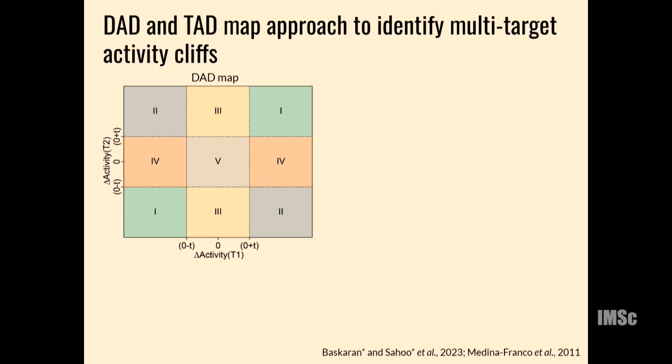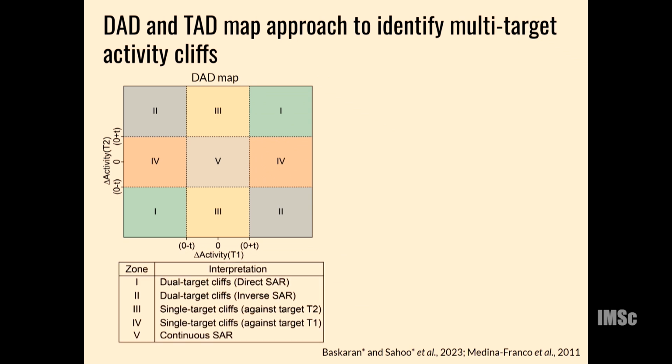For receptors T1 and T2, first take the common chemicals, and then you take the chemicals that are similar between these common chemicals. Then you can construct the DAD map for these common chemicals with respect to the T1 and T2 receptors. The axes of the DAD map correspond to the difference in activity with respect to receptors T1 and T2, and with a threshold of activity difference small t, one can divide this DAD map into 5 zones.